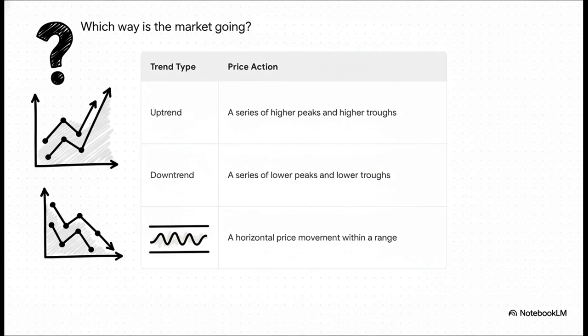So the very first thing an analyst does when they look at a chart is ask a really simple question. Which way is this thing going? And according to Murphy, there are only three possible answers. Is it in an uptrend, making higher highs and higher lows? Or is it in a downtrend, with lower lows and lower highs? Or is it just stuck, moving sideways in a range? Figuring that out is job number one, always.